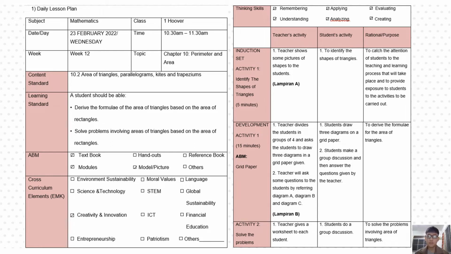Now let's move on to development activity 1, which takes 15 minutes, and the ABM is grid paper. For the teacher's activity, the teacher divides the students into groups of 4 and asks the students to draw 3 diagrams on the grid paper given. The teacher will then ask some questions to the students by referring to diagram A, diagram B, and diagram C, and this is shown in Lampiran B. For the students' activity, students draw 3 diagrams on a grid paper, then make a group discussion and answer the questions given by the teacher. The purpose is to derive the formula for the area of triangles.